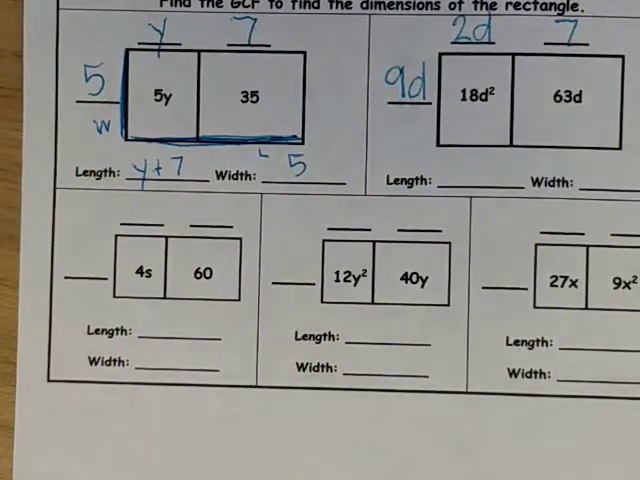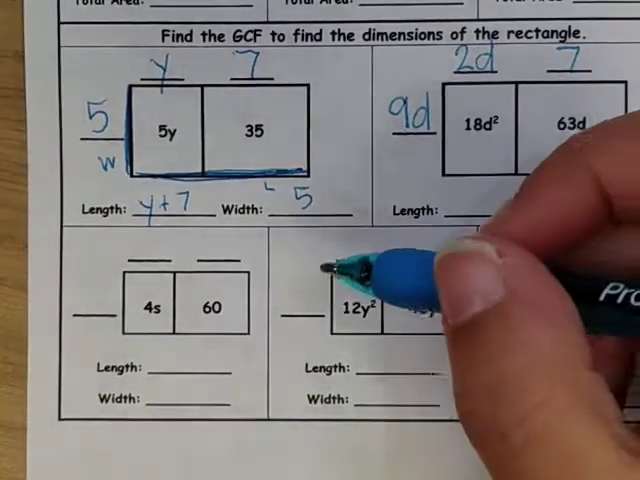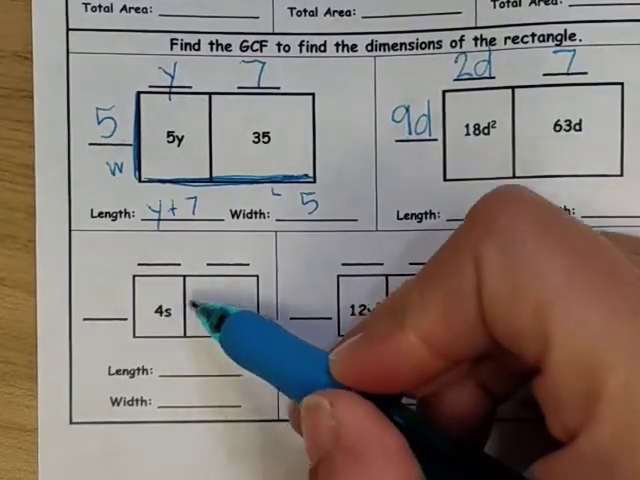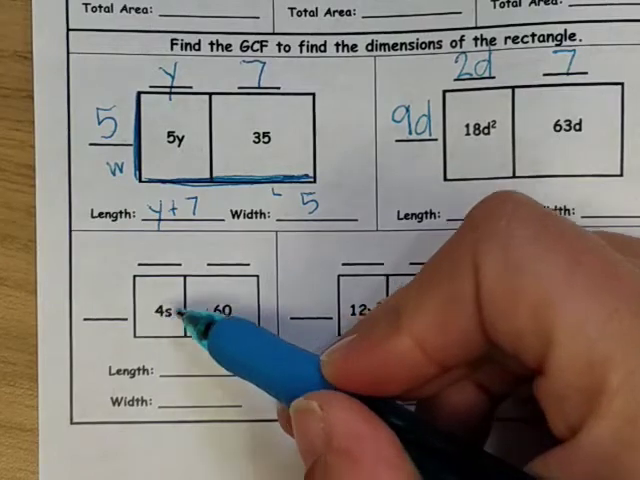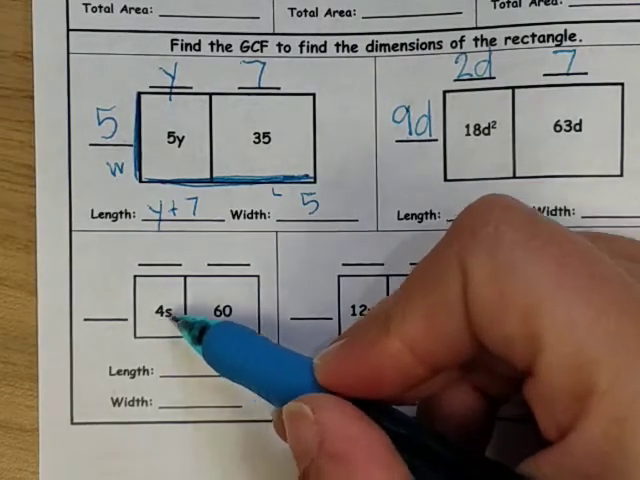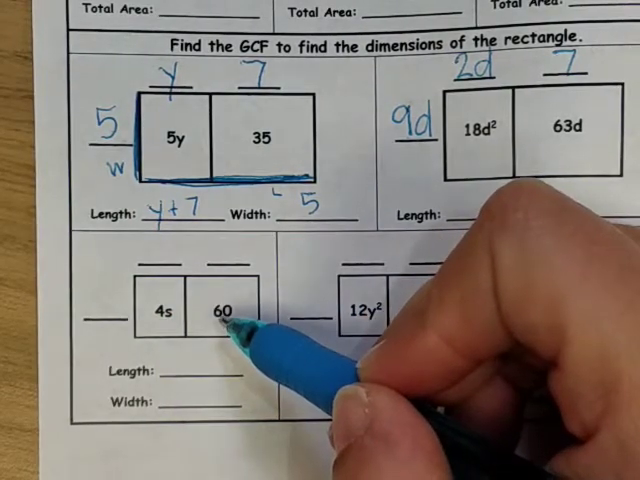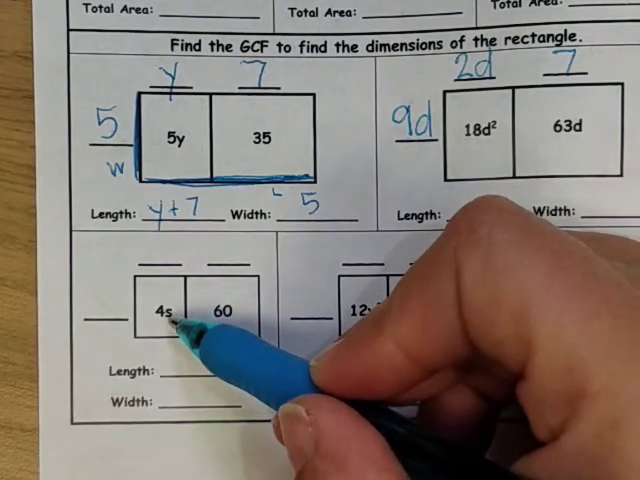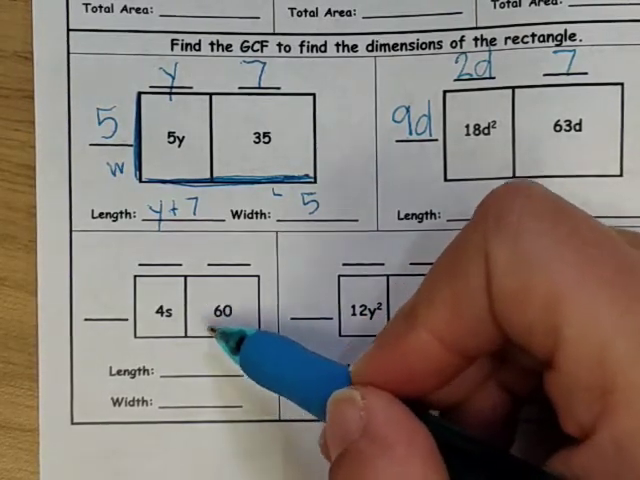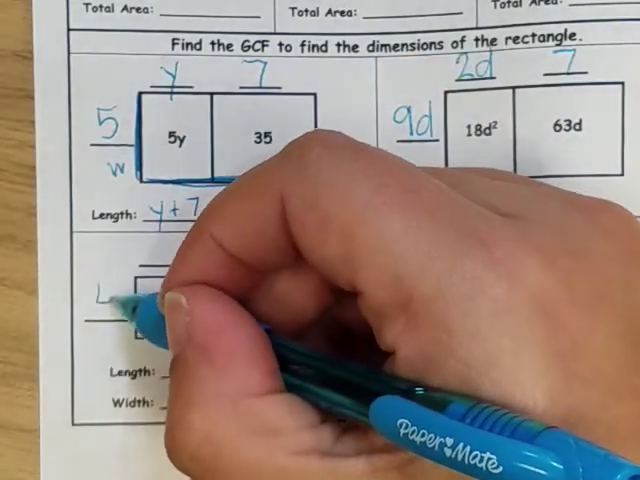All right, let's do a couple more of those together since this is very new. So what's the biggest factor that we can pull out from both of these? Well, let's look at their numbers first. 4 and 60. 4 is the biggest number we can divide into both, and one of them has an S and the other one does not, so we cannot pull out an S. So we're only going to pull out the 4.